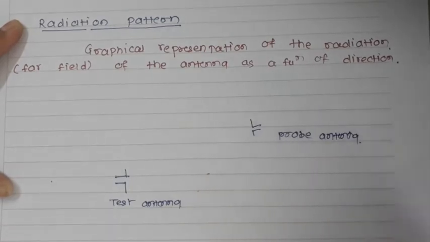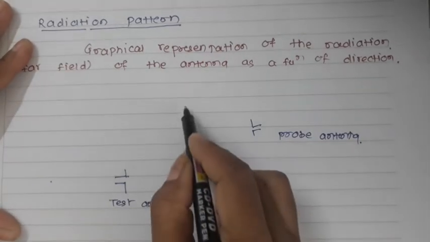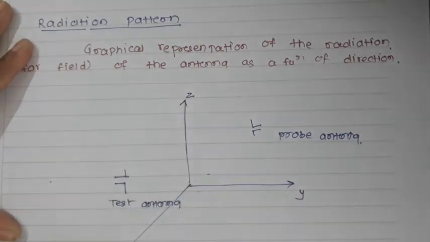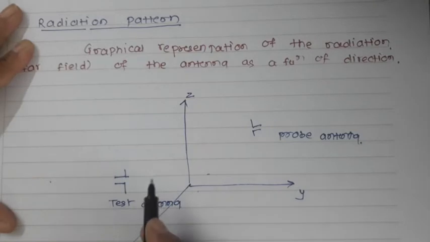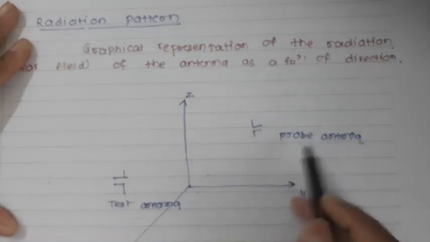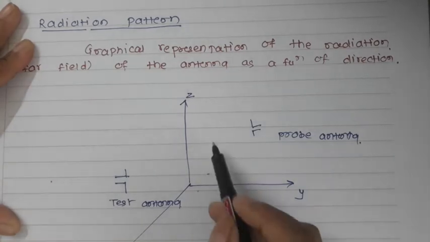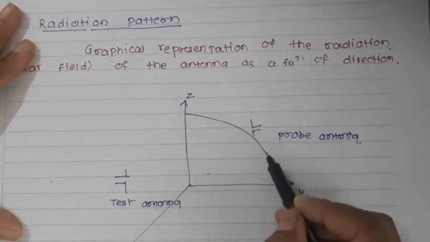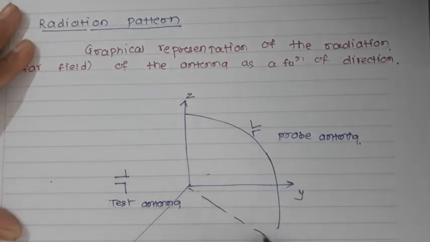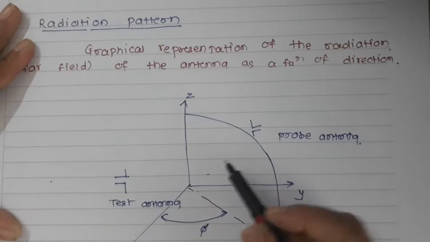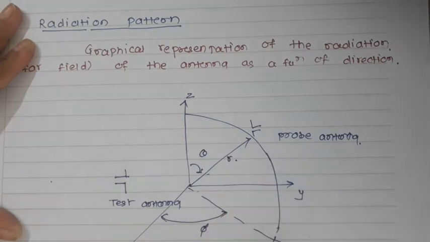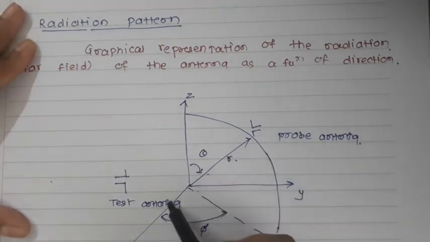Whenever you are talking about this kind of antenna, let us represent all these things in the spherical coordinate system. This is y coordinate, this is z coordinate, and let us say this is x coordinate. So I can say this is the test antenna, this is the probe antenna, and let us talk about this antenna, where this antenna will be on this plane. This angle will be called the phi angle, this is theta, and this is the distance of that particular antenna from your test antenna.